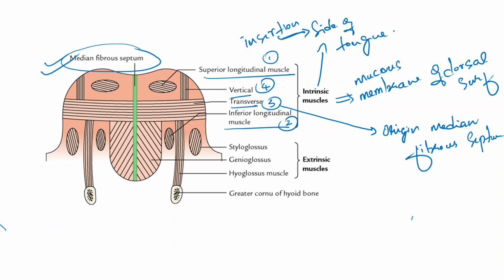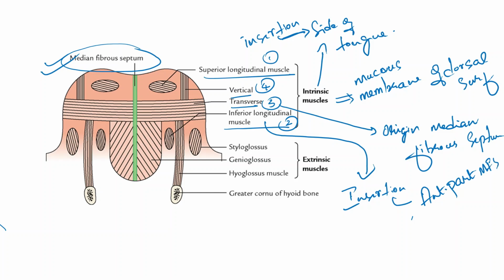Again, there is one exception, that is the inferior longitudinal muscle. This inferior longitudinal muscle is getting inserted, the insertion of this muscle is over the anterior part of the median fibrous septum. So except these two muscles, that is the transversus muscle where the origin is from the median fibrous septum, and the inferior longitudinal muscle, the insertion is over the median fibrous septum.